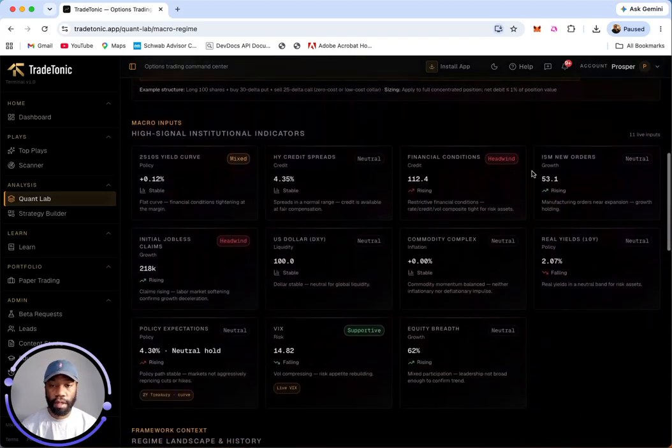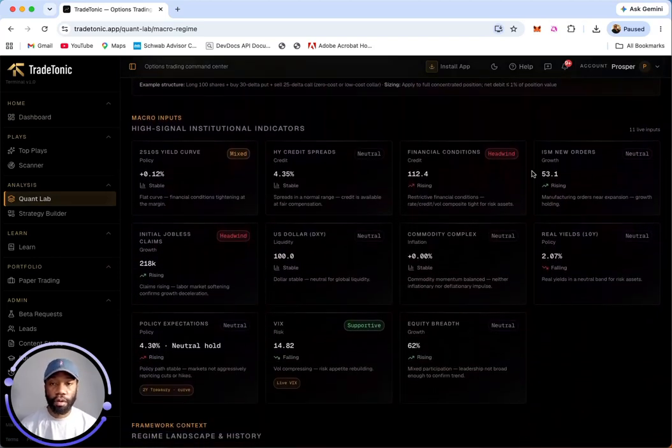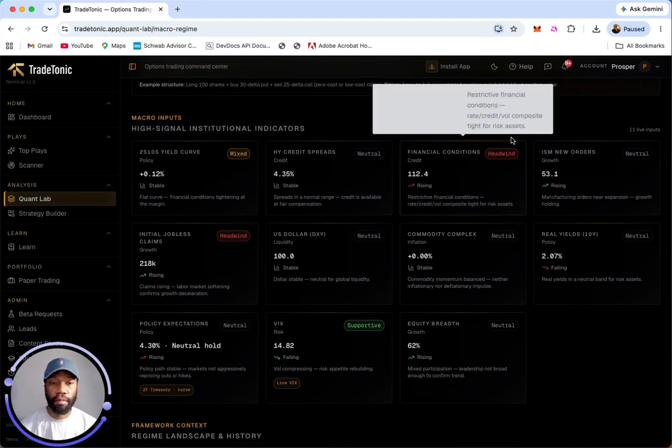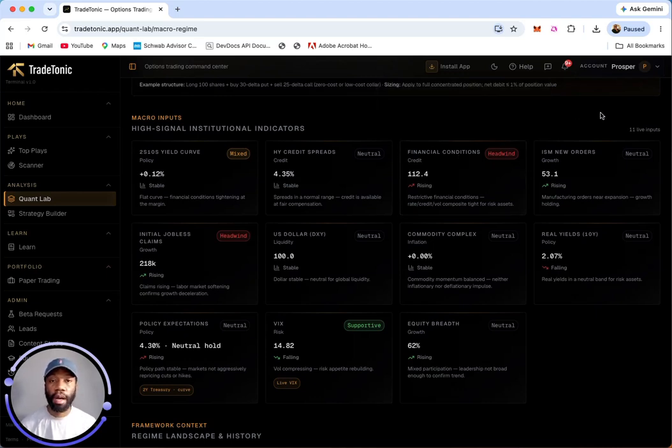Here are just a few of the macro inputs that are baked into the quant models that we have here at TradeTonic. We're looking at the 2s and 10s yield curve, the spread between the 2-year and the 10-year yield. If you're a serious options trader, then you know how important that really is. We want to understand if spreads are widening or tightening. That'll give us an idea of whether we're in a risk on or risk off environment.